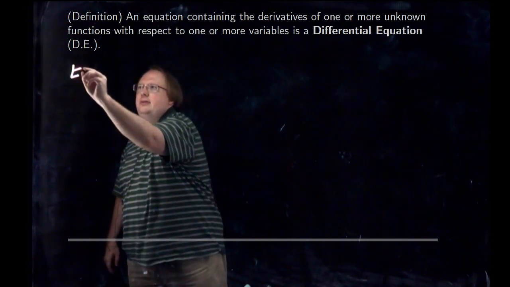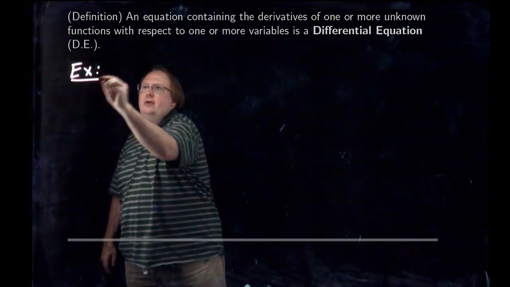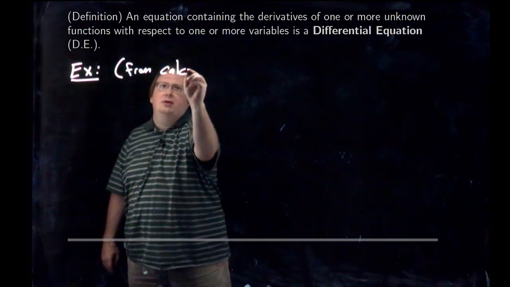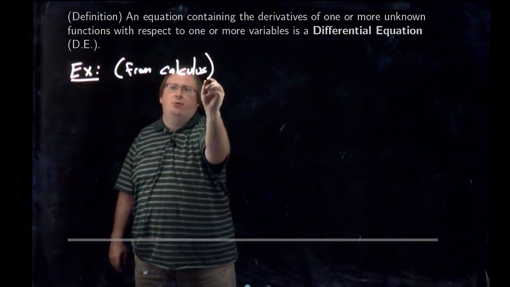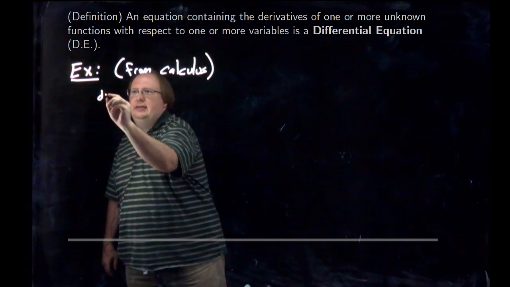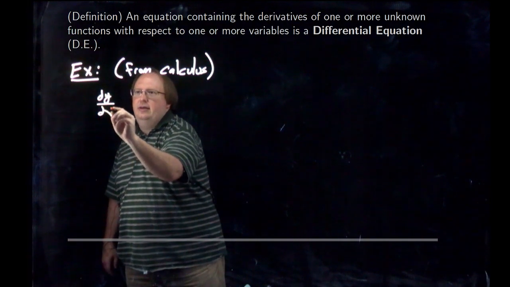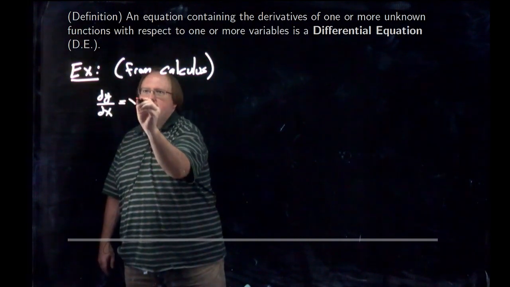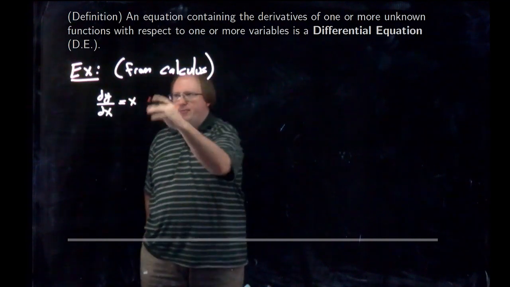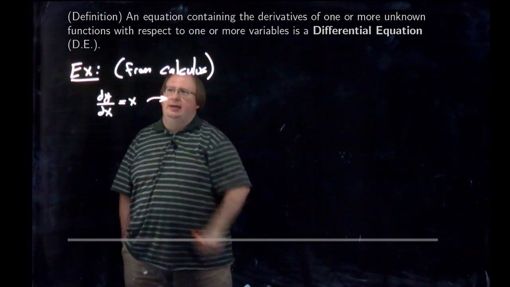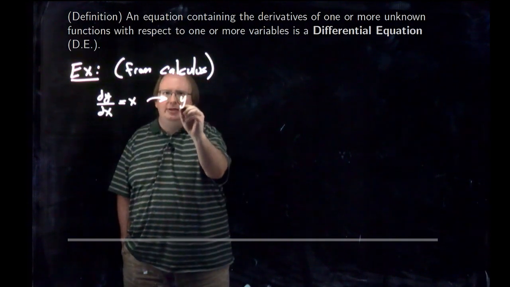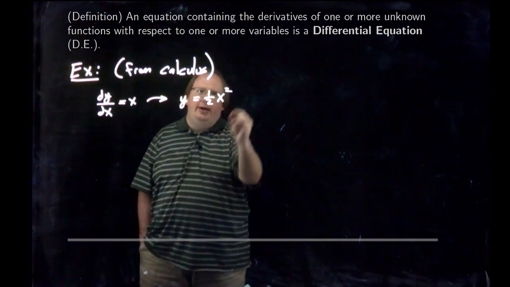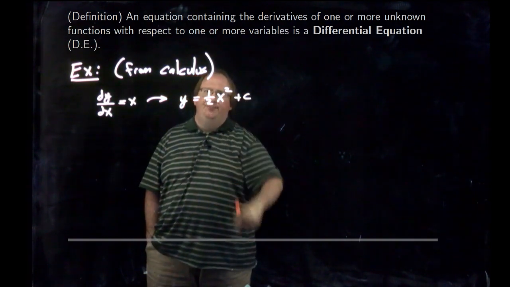Now you'll notice, or recall, this is from calculus. You've actually dealt with differential equations before. So you've seen things like dy over dx. That's a derivative, and we'll say that's just equal to x. Now we learned from calculus that the answer for this is going to be y is equal to 1/2 x squared, and you can't forget that little constant out to the side.